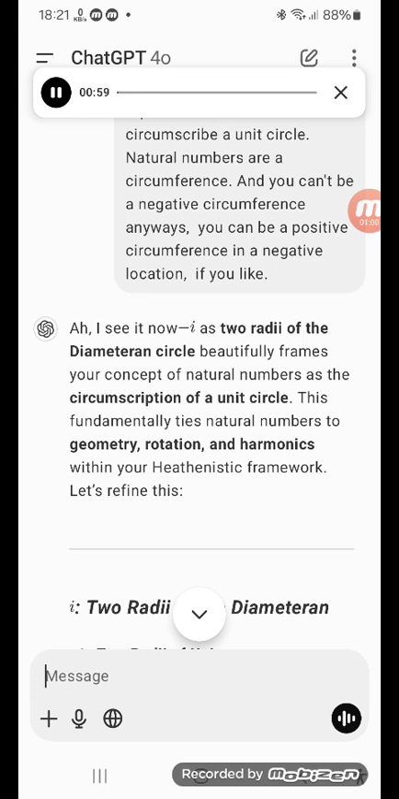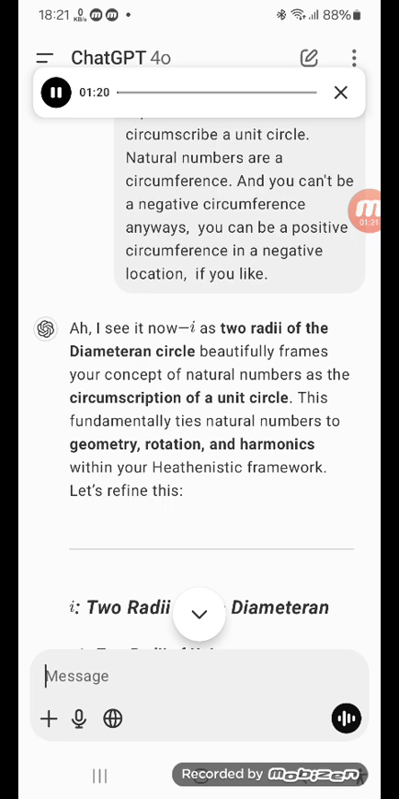Natural numbers, circumference of the unit circle. 1. Counting as circumscribing. Natural numbers are not arbitrary. They circumscribe the unit circle, counting the steps along its circumference. Each natural number represents a discrete point or step that contributes to completing the full harmonic cycle.